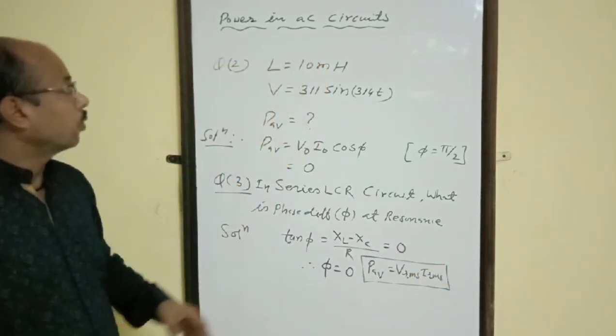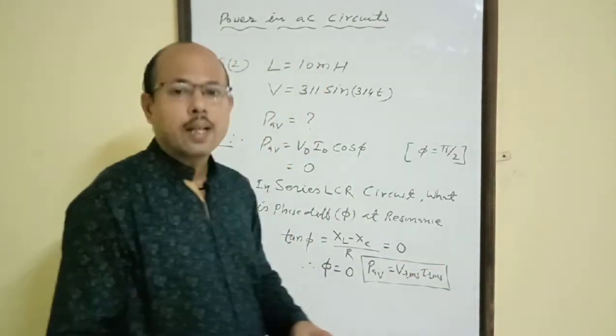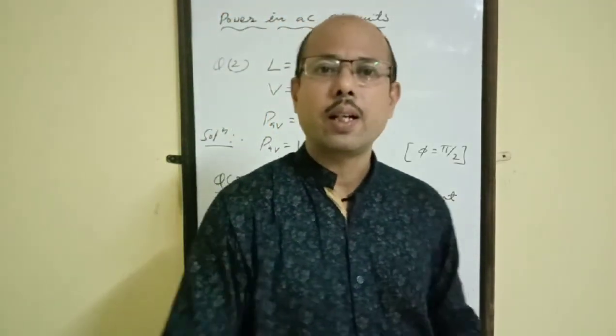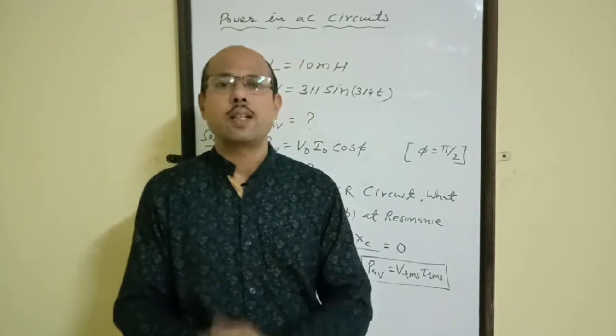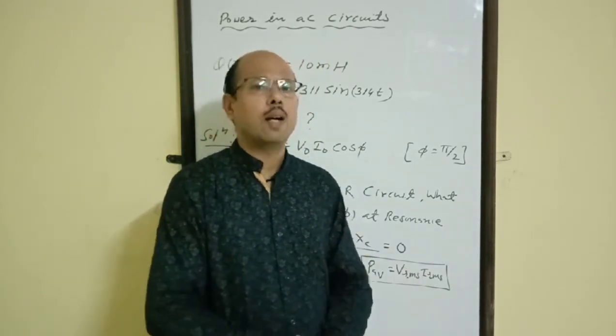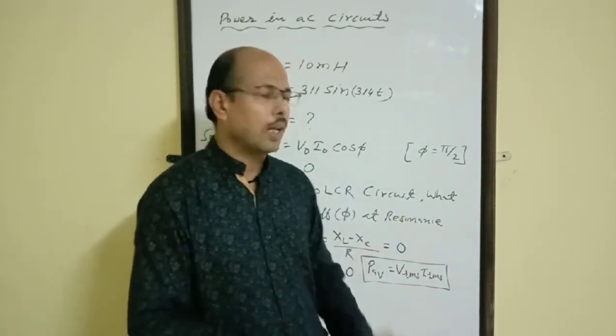So this is what we have about power consumed in AC circuits. Here we have derived one formula for average power consumed in an AC circuit, that is P average equals Vrms Irms cos phi.